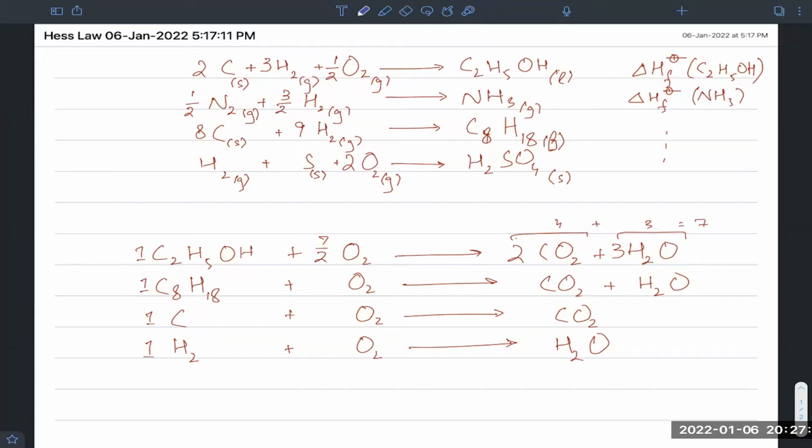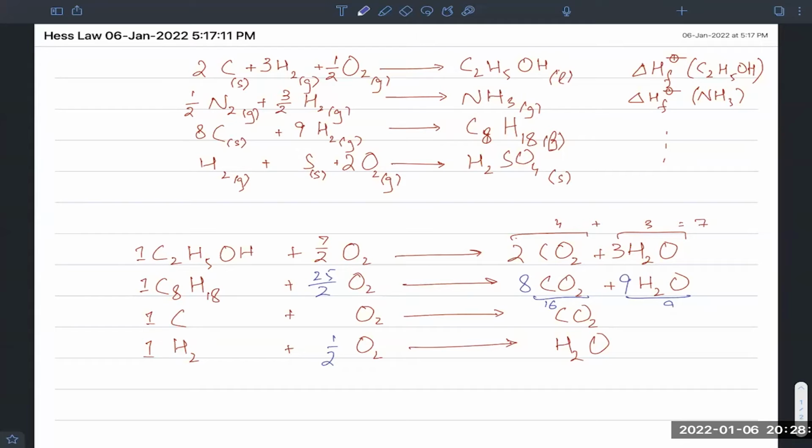I have 8 carbon, so I'll put 8 here. I have 18 hydrogen on the left side, but 2 on the right side. So 18 by 2, that is 9. By the way, this is combustion. Now I have 16 here and 9 here, so 16 plus 9 is 25. So 25 by 2 here for oxygen. Carbon dioxide is balanced. For this one, I need half of oxygen.